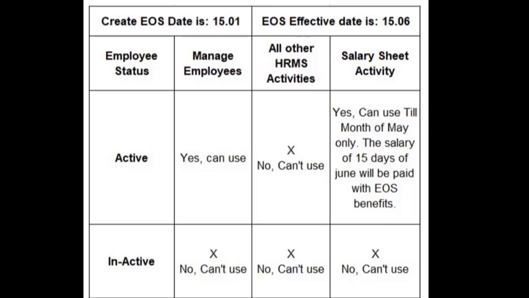And here, when the employee's status is inactive at the time of reaching the effective date of the end of service, he or she will not be able to use it at all, since he or she is inactive from the beginning. So everything is disabled: manage employees is disabled, HRMS activities are disabled, and therefore the salary sheet is also disabled for the employee who is inactive. And that's regarding the differences between active employees and inactive employees at the time of creating end of service and at the time of reaching the end of service effective date.